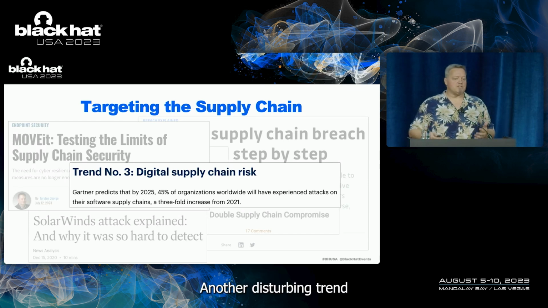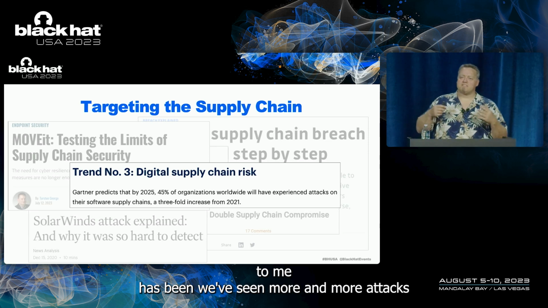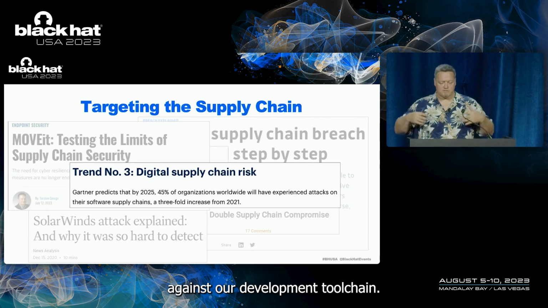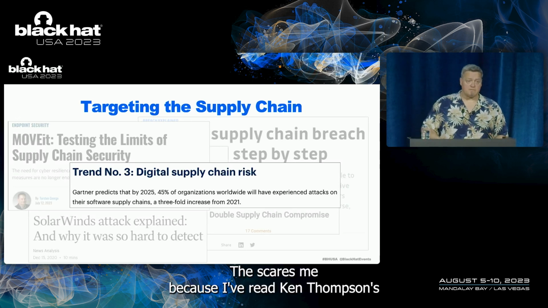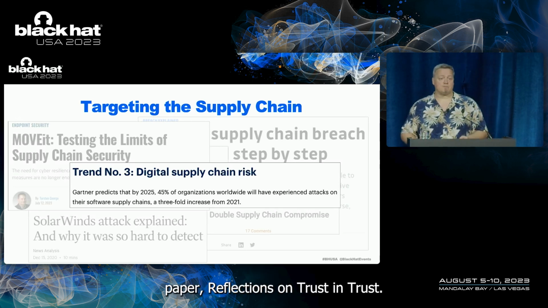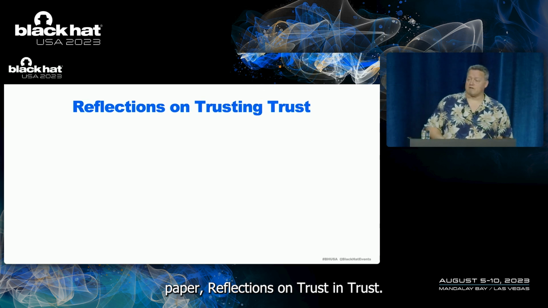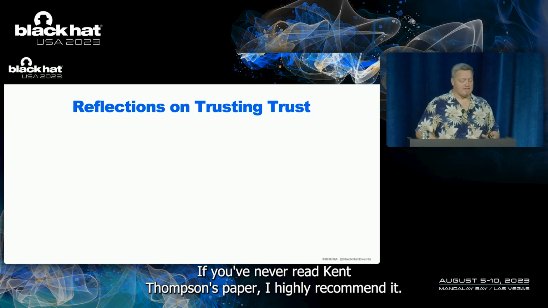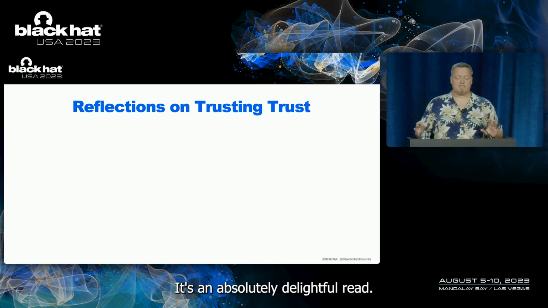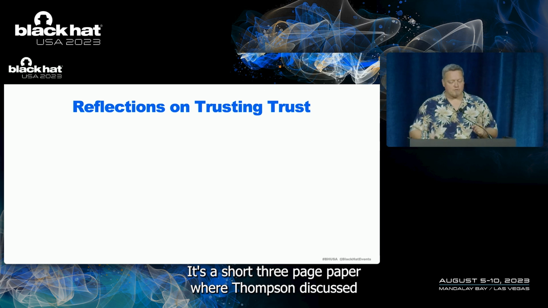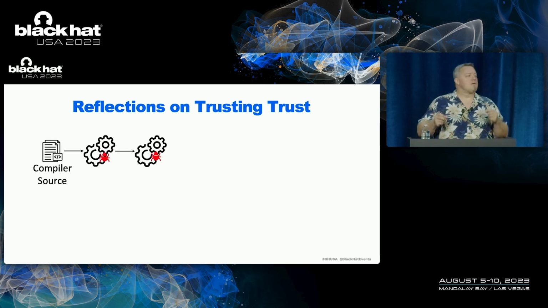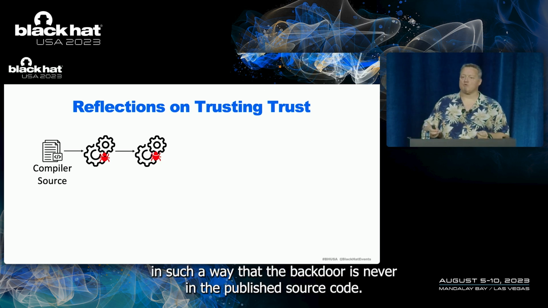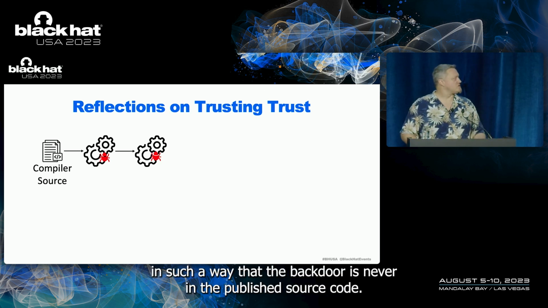Another disturbing trend to me has been we've seen more and more attacks against our development tool chain. This scares me, because I've read Ken Thompson's paper, Reflections on Trusting Trust. If you've never read Ken Thompson's paper, I highly recommend it. It's an absolute delightful read. It's a short 3-page paper where Thompson discussed backdooring the compiler in such a way that the backdoor is never in the published source code.